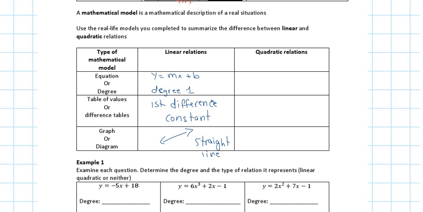Quadratic relation, what degree would you have? Degree 2. The equation could look like this: y equals something x squared plus something x plus something. You could just have the first term and the last term, or the first term and the second term. So you must have the first term and any of the other terms. In a table of values, the second difference is constant.